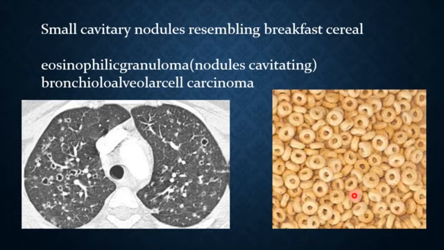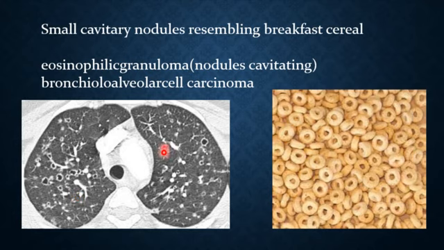So they are small cavitary nodules resembling the breakfast cereal, indicating eosinophilic granuloma. The nodules are cavitating, also can be seen in bronchoalveolar cell carcinoma, called the Cheerio sign. So when you see that, you have to be on the safe side. You have to remember it might be either alveolar cell carcinoma with cavitation or cavitating eosinophilic granulomas. You need to take more history from the patient, and you see the labs and things like that.